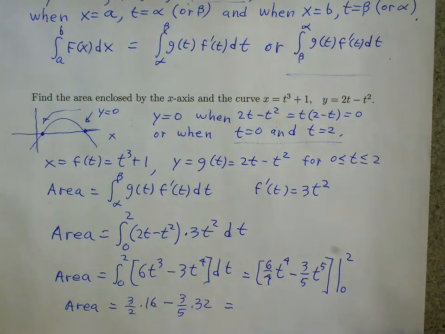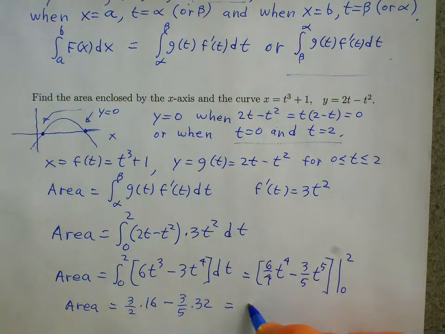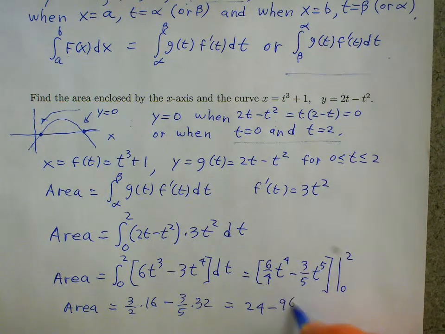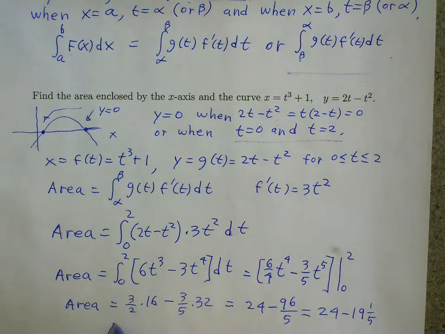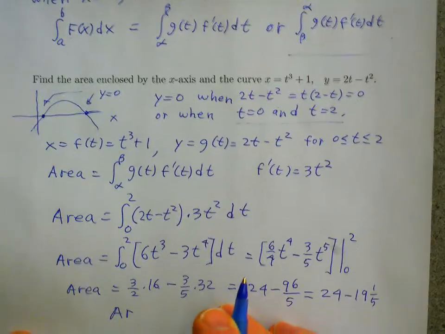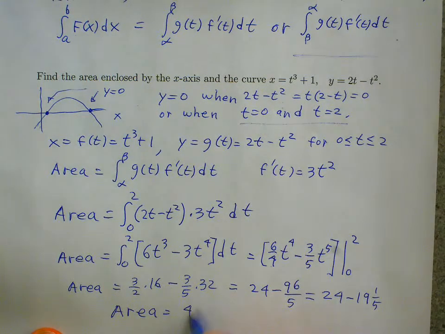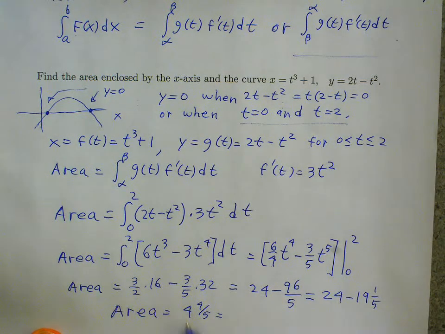So 2 goes into 16 8 times, so we get 3 times 8, or 24, minus 96/5. So 24 minus 19 and 1/5. So the area is 4 4/5, or if you want to write it as an improper fraction, 24/5. Square units, whatever the units happen to be.